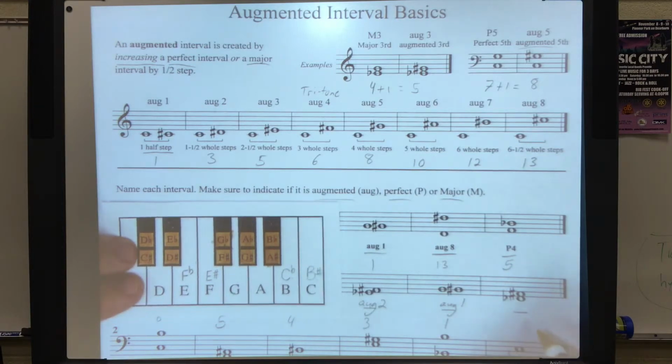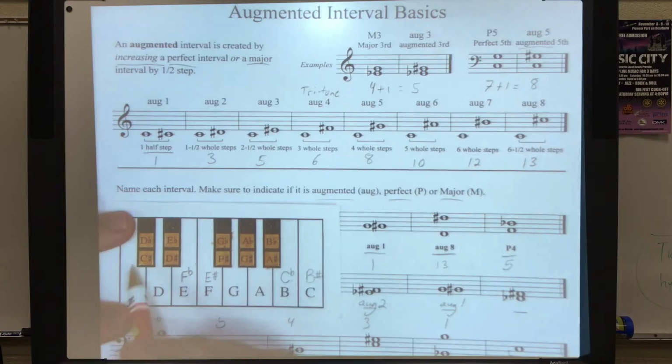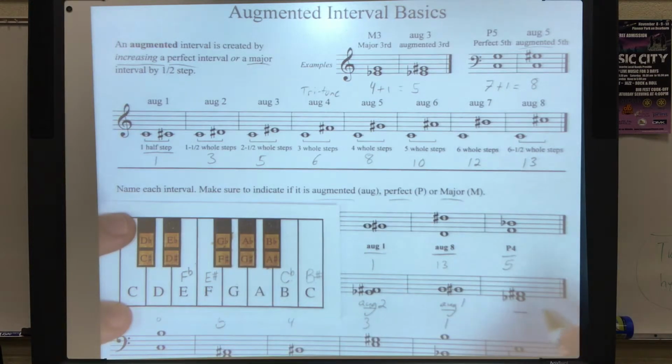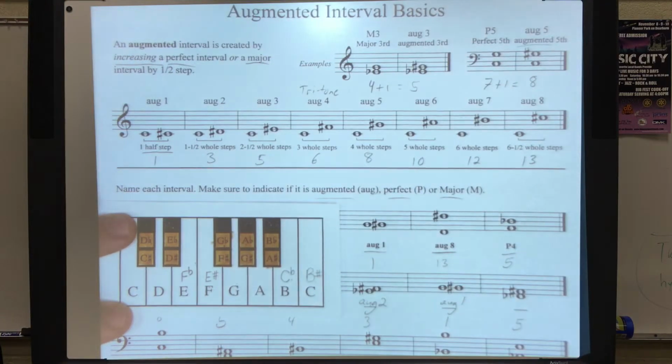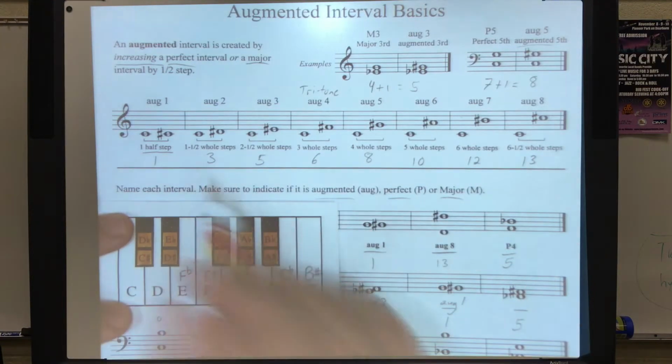Our final one on the first line is a D flat to a C sharp. D flat to a C sharp. So let's look on our keyboard. D flat, we're starting at 0. 1, 2, 3, 4, 5. Up to the F sharp, 5 half steps. Okay. Because it's written at an interval of a third, we will call it an augmented third.